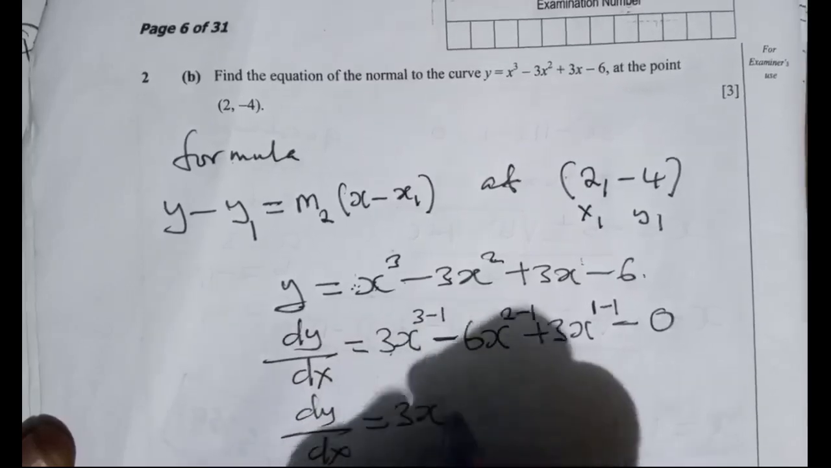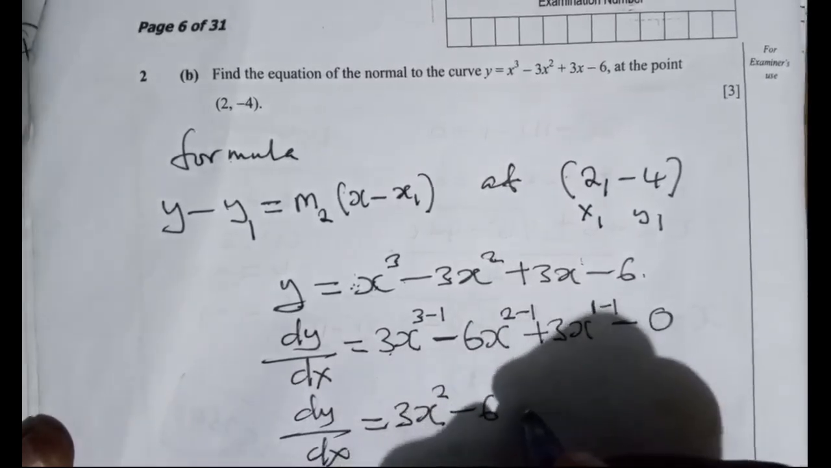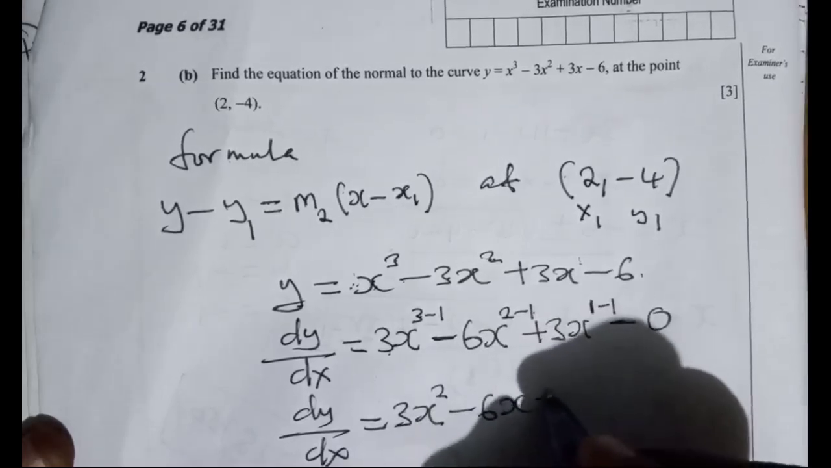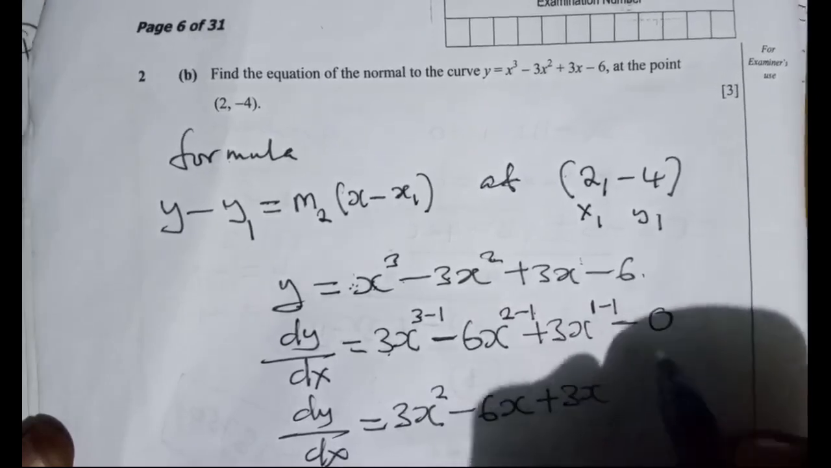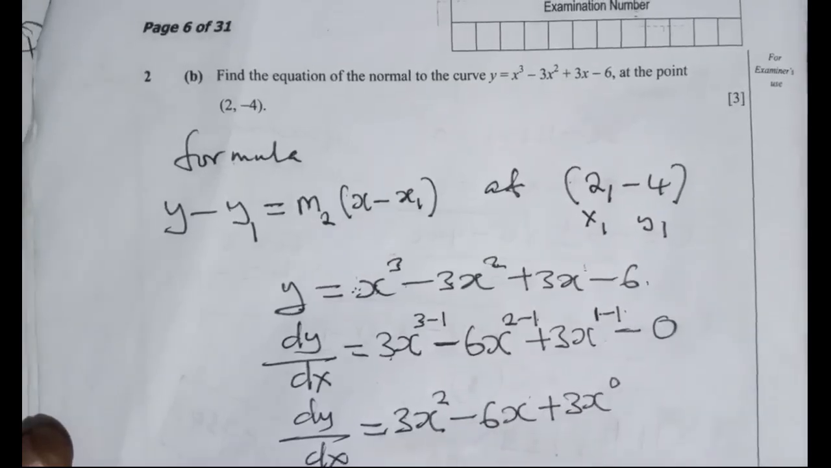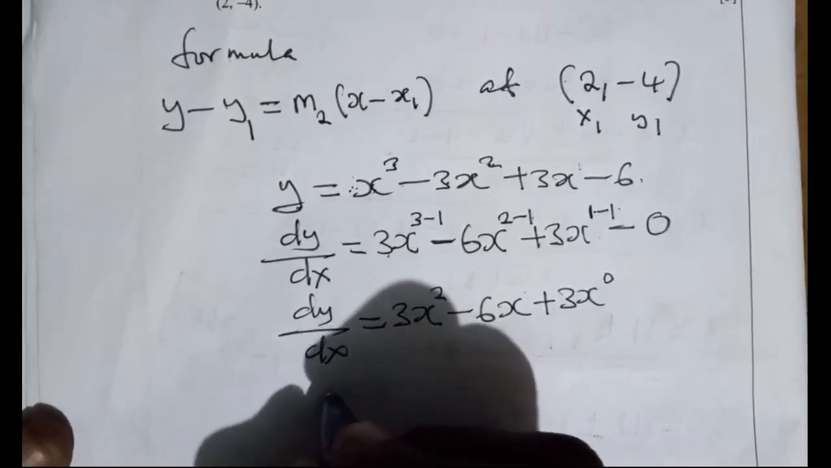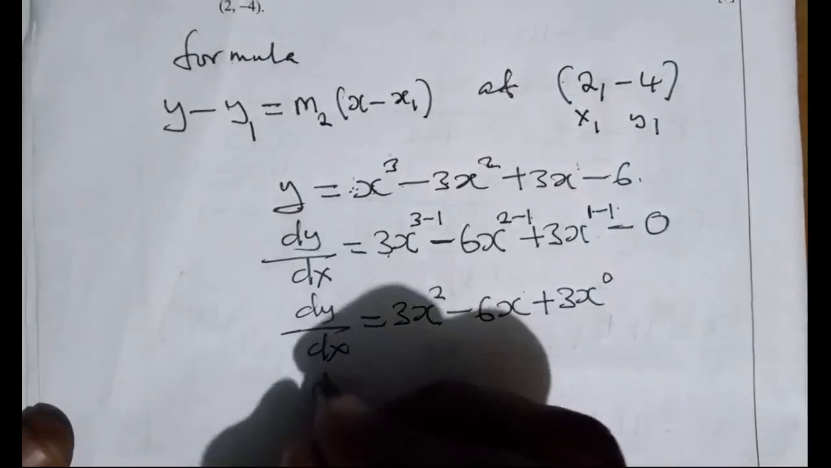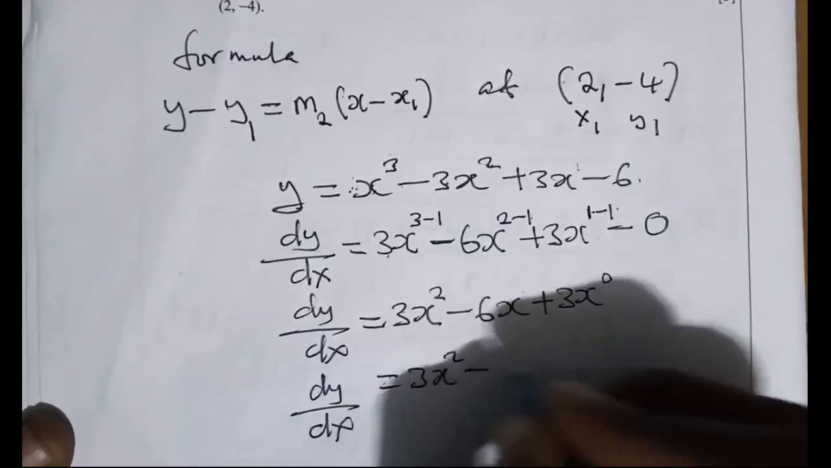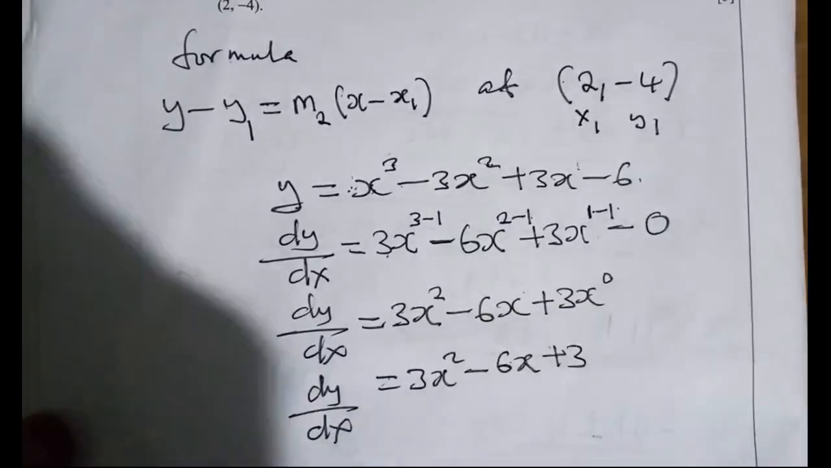So dy/dx is 3x, 3 minus 1 is power 2, minus 6x. 2 minus 1 is 1, which we don't show. Plus 3x with 1 minus 1 being 0, so x to the power 0 is 1, and we remain with a 3. So dy/dx equals 3x^2 minus 6x plus 3.